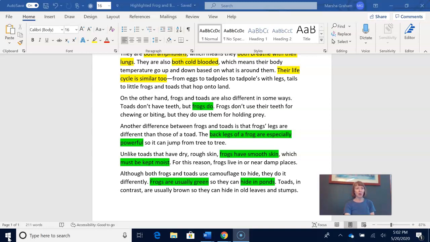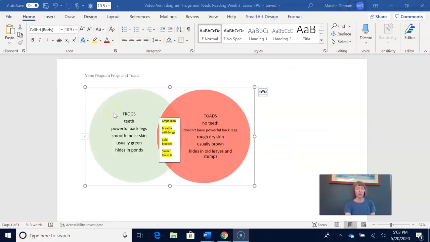Second, I will contrast frogs and toads by writing only the information about frogs in one of the circles. So I've highlighted in green that frogs do have teeth, the back legs of frogs are especially powerful. Frogs have smooth skin that must be kept moist. Frogs are usually green and hide in ponds. So in one of the circles, I labeled it frogs. I marked that they had teeth, powerful back legs, smooth, moist skin, are usually green, and hide in ponds.